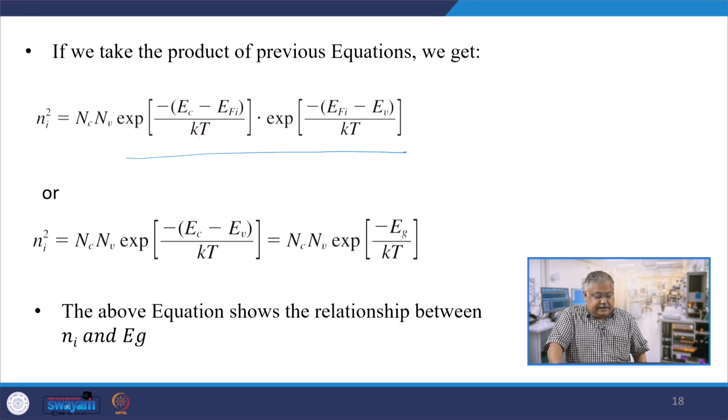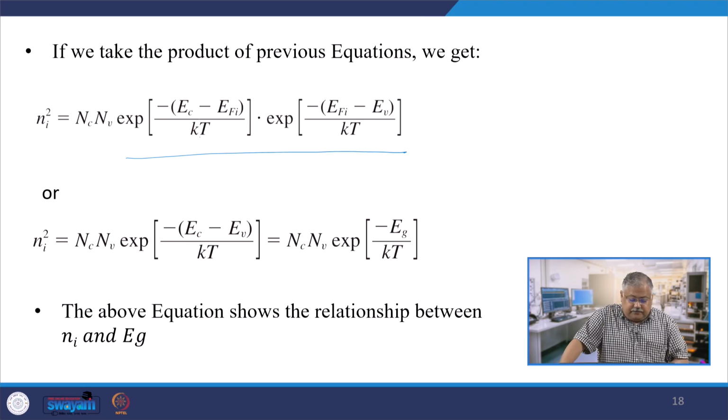You will ask me what is NcNv? NcNv is basically the density of states. So it tells me how many states are available per unit energy, per unit volume in the conduction band and the valence band. In the conduction band it is given by Nc, in the valence band it is given by Nv.